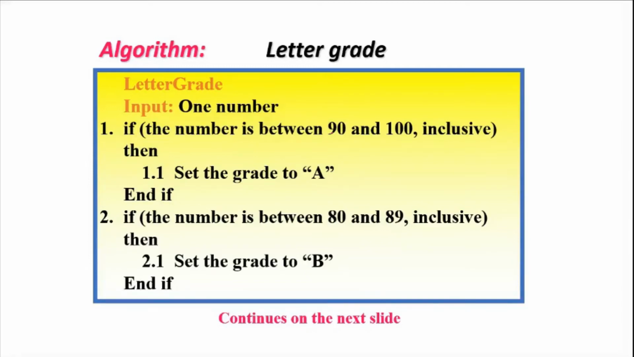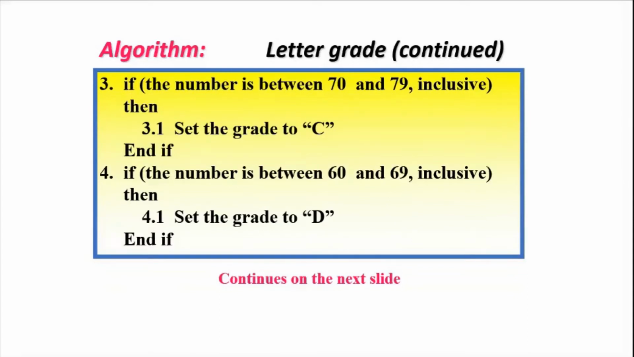And if the number is between 90 and 100, both inclusive, that is 90 as well as 100, from 90 to 100, it is inclusive of 90 also, if the person gets 90 mark also. So in that case, set the grade to A. Then in the next step, we check if the number is between 80 and 89. Then if it is between 80 and 89, both inclusive, we set the grade to B.